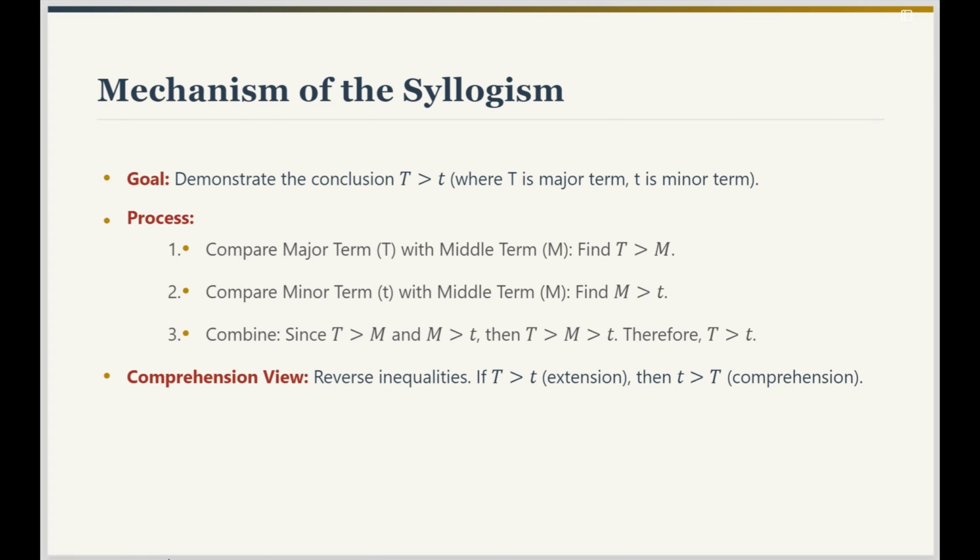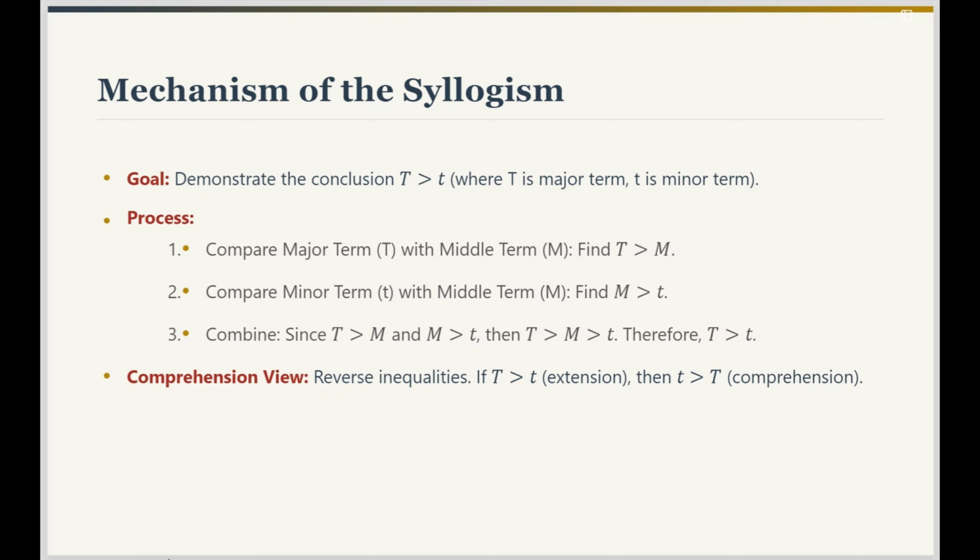How does this syllogism actually work? It's all about comparing extensions, which sets contain which others. Our goal is to show the conclusion, meaning T contains t. We do this in two steps using the middle term M. First, compare the major term, T, with the middle term. We find, e.g., mortals contain men. Second, compare the minor term, t, with the middle term. We find, e.g., men contain Paul. Now, put it together. If mortals contain men and men contain Paul, then logically, mortals must contain Paul.